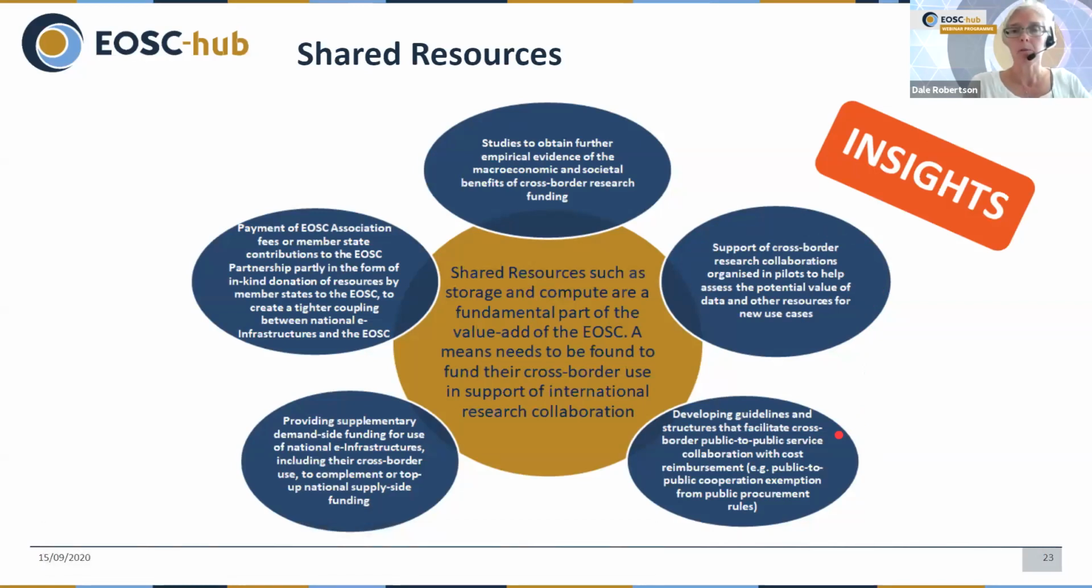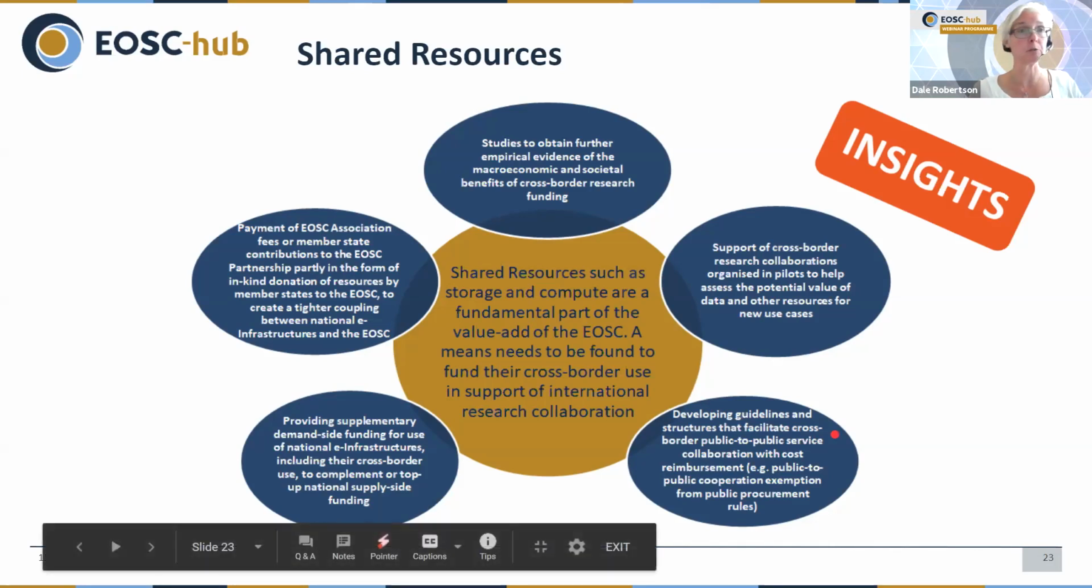relating to procurement. So the EOSC could help by developing guidelines and structures that facilitate P2P service collaboration. So further exploration of what would be necessary to be able to successfully apply the P2P exemption from public procurement rules. It's got good potential. I think the procurement deliverable research concluded that, but I think there needs to be more work done to develop, I suppose, maybe a body of knowledge that helps to provide examples of how the exemption could be successfully applied, because obviously our organizations are very cautious about dealing with procurement because they simply don't want to fall on the wrong side of the rules.